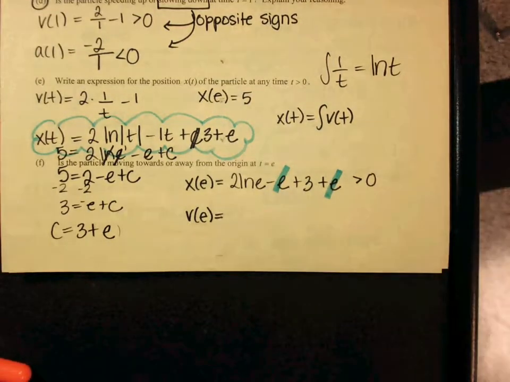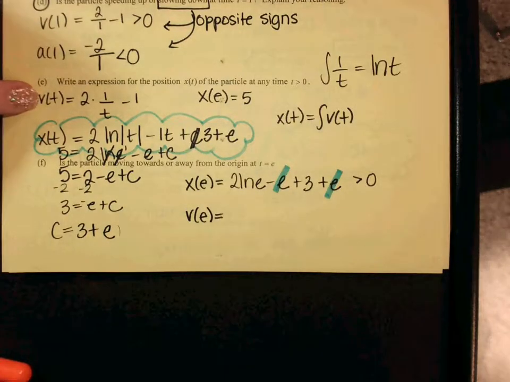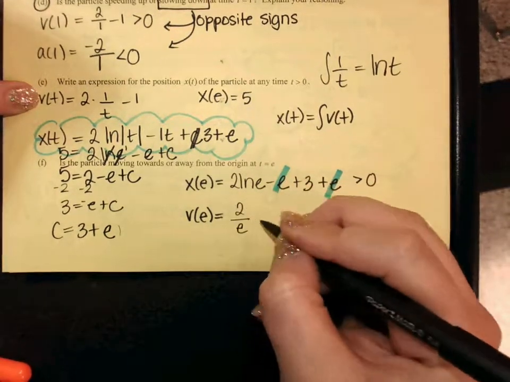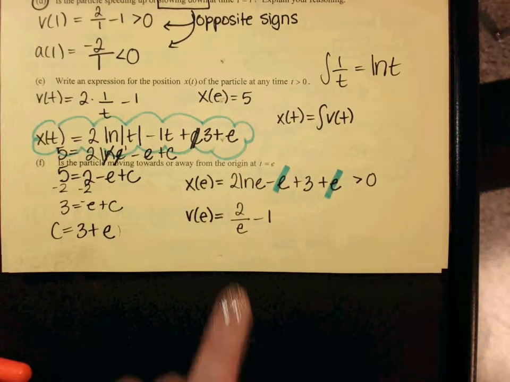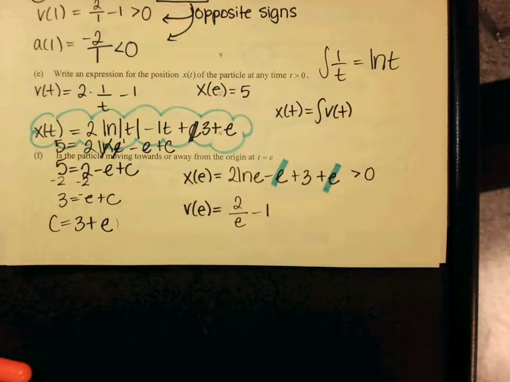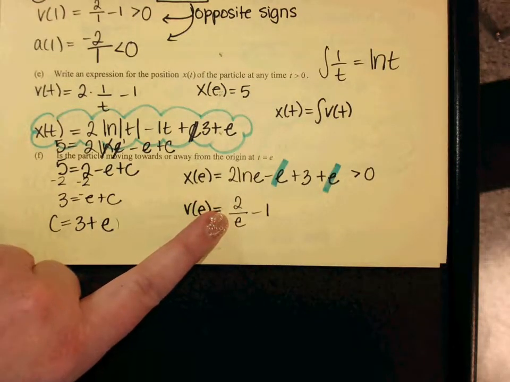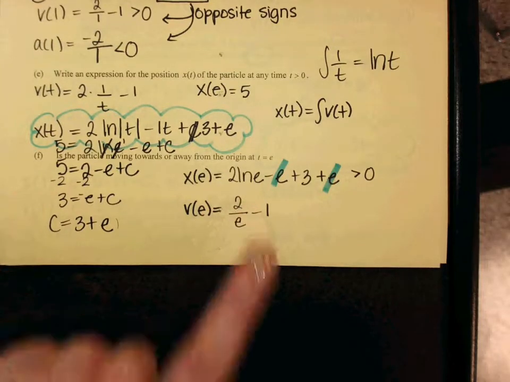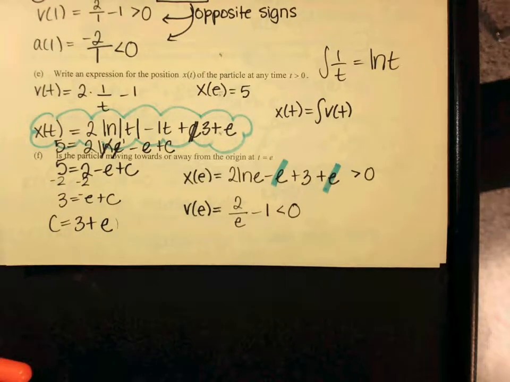Greater than 0. Okay, then for velocity, I'm going to use this version right here. We have 2 over e minus 1. Think for a second, don't say it out loud. Think about how this is going to come out. Remember, e is about 2.7-ish. What is the value of 2 divided by 2.7? Is it bigger or smaller than 1? Smaller than 1, and then I minus 1, how does it come out? Less than 0.